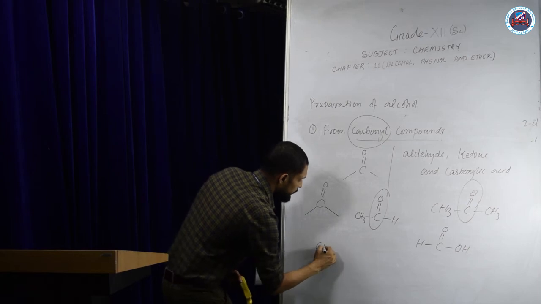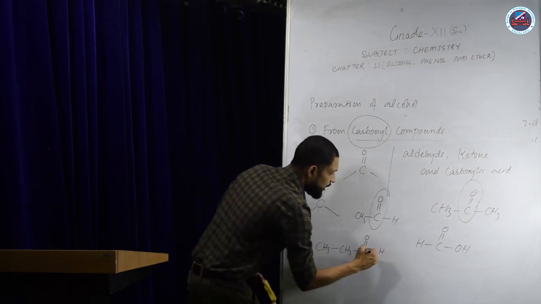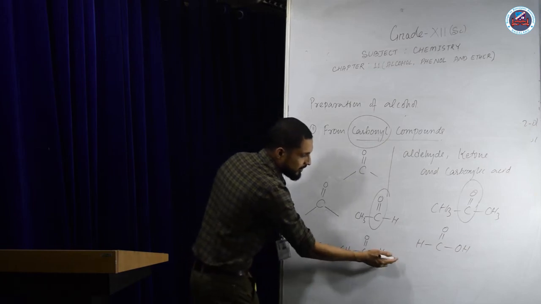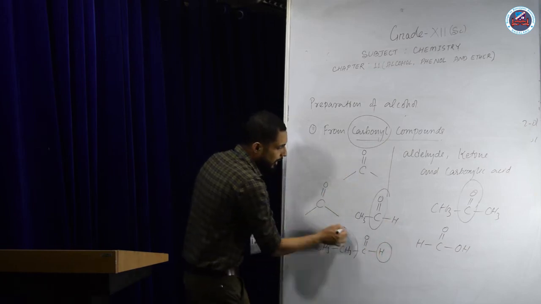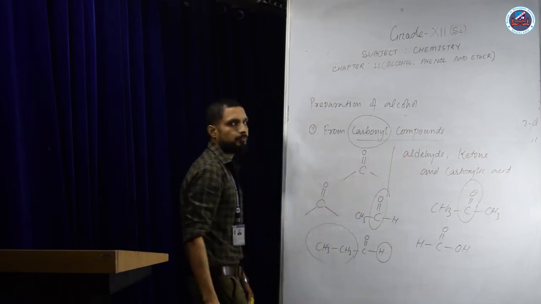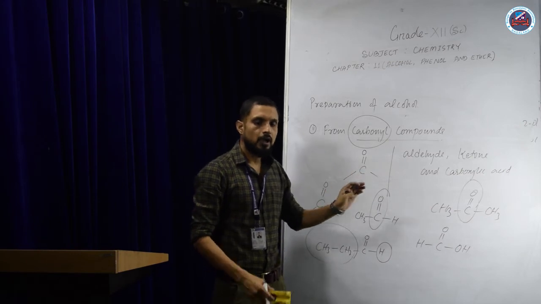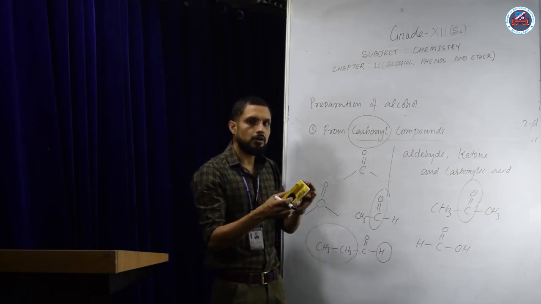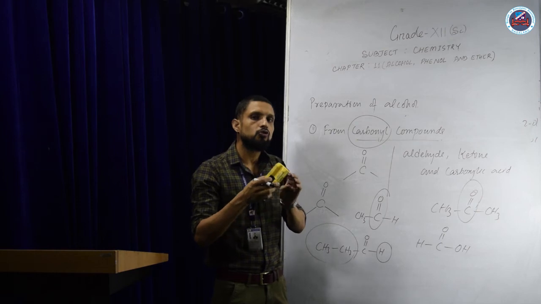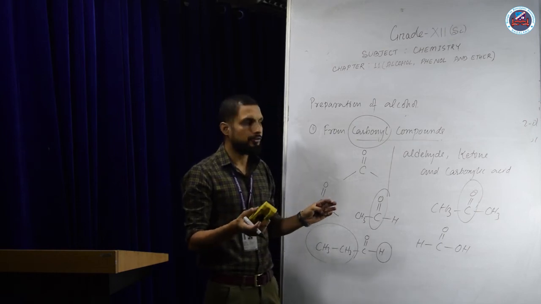More examples like CH3, CH2, C double bond O, H. Now on the right-hand side you have hydrogen, on the left-hand side you have an alkyl group. So this is an aldehyde. So remember, for an aldehyde there will be a carbonyl group, and the carbonyl carbon will be attached to either 2 hydrogen atoms or 1 alkyl and 1 hydrogen.